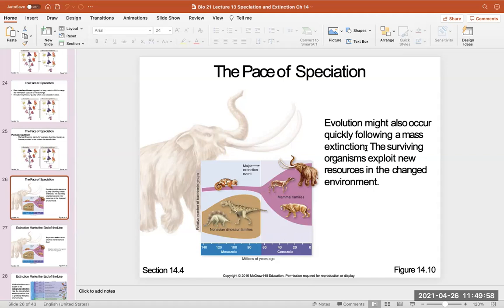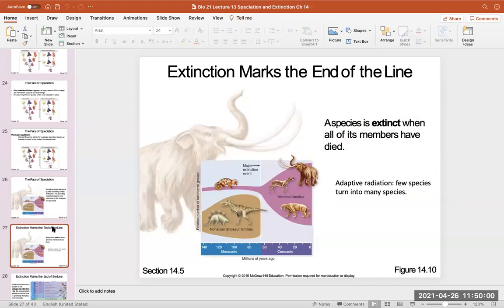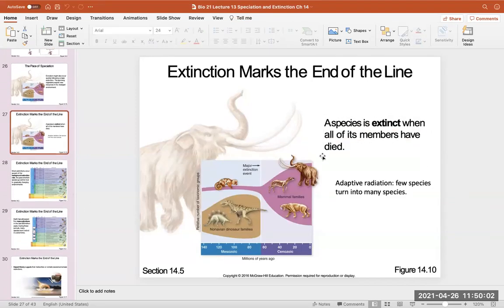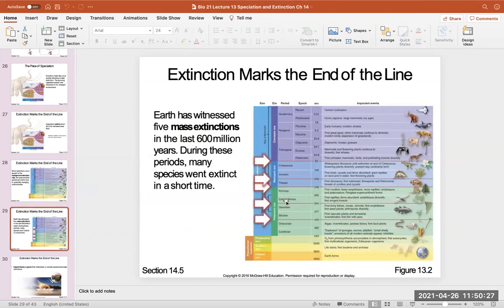So following a mass extinction. Species go extinct when all of the members have died. So when they all die, it goes extinct. Adaptive radiation is when a few species turn into many different species. So we have two types of extinctions. We have a background extinction, where some species, 1 or 2 species every year, go extinct. That's background extinction. And then we have mass extinction. That's when lots of species die.